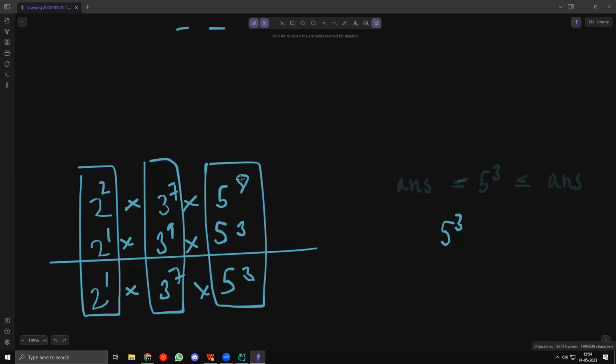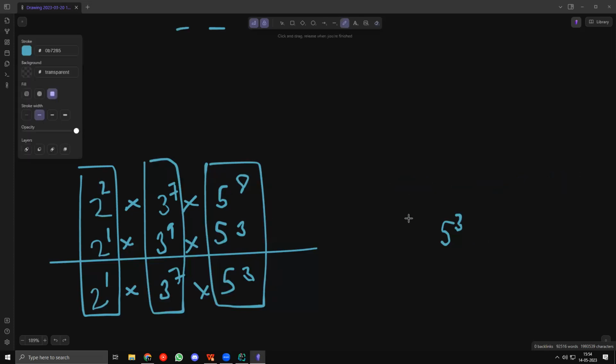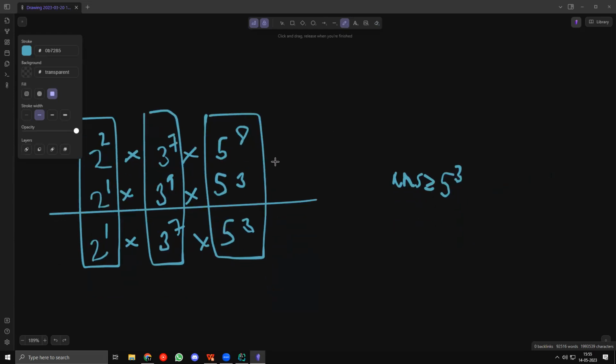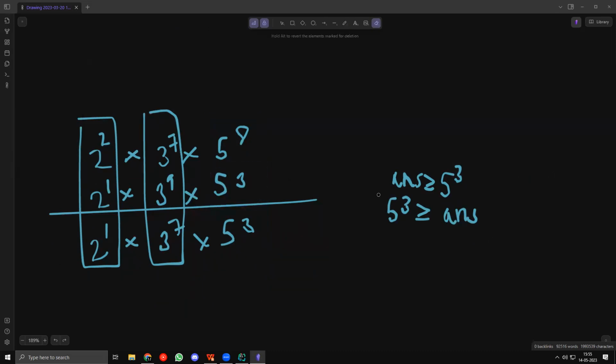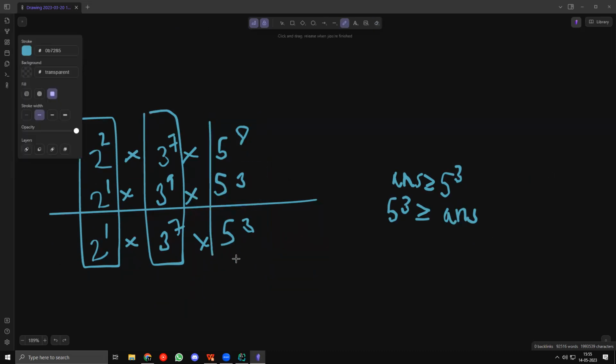So the final product over here has to be greater than or equal to 5 to the power of 3. But again, we also know that if this goes more than 5 to the power of 3, that will not be correct. So we know that 5 to the power of 3 is greater than or equal to the answer as well. If the answer is lesser, then it's going to be greater. If it's greater, then it's going to be lesser. And it goes to a point where you get to 5 to the power of 3, because this is the best choice, right?